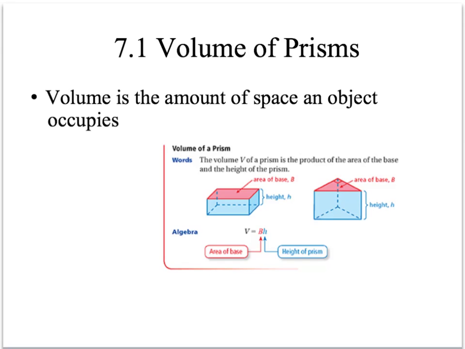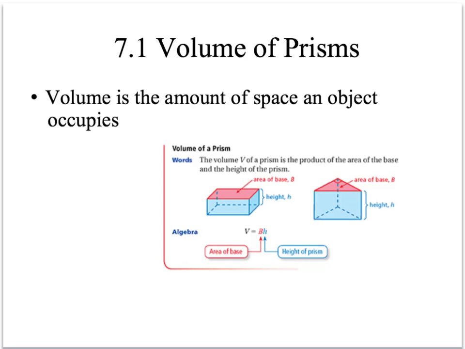Mr. Walby here, starting a new chapter, section 7.1, talking about volume of prisms. Obviously, chapter 6 is a lot of surface area. You have to think about what a volume is. I think of a pool, how much water can fit in it, how much milk you're drinking in a glass, a 2 liter of pop, how much space the object occupies, the entire thing, not just the outside of it.